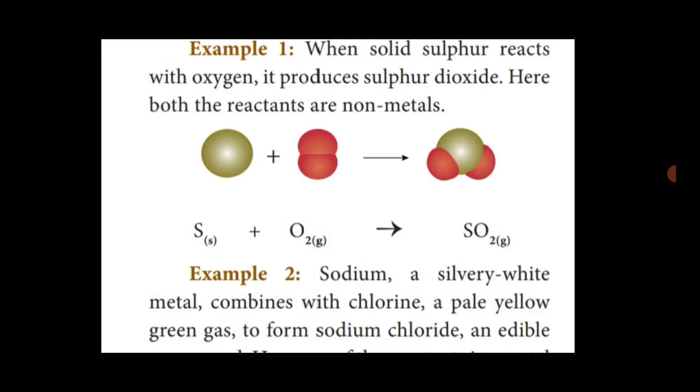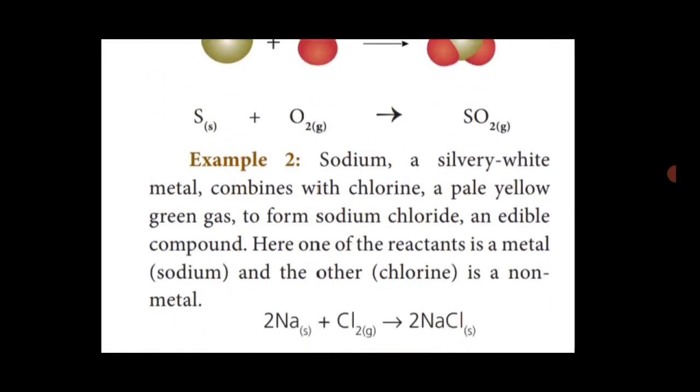The compound formula is SO2. Another example: sodium, a silvery white metal, combines with chlorine, a pale yellow gaseous substance, to form sodium chloride. This is an edible compound; in our everyday life we use sodium chloride as an edible substance. Here one of the reactants is a metal, the other is a non-metal. Sodium is a metal, chlorine is a non-metal.